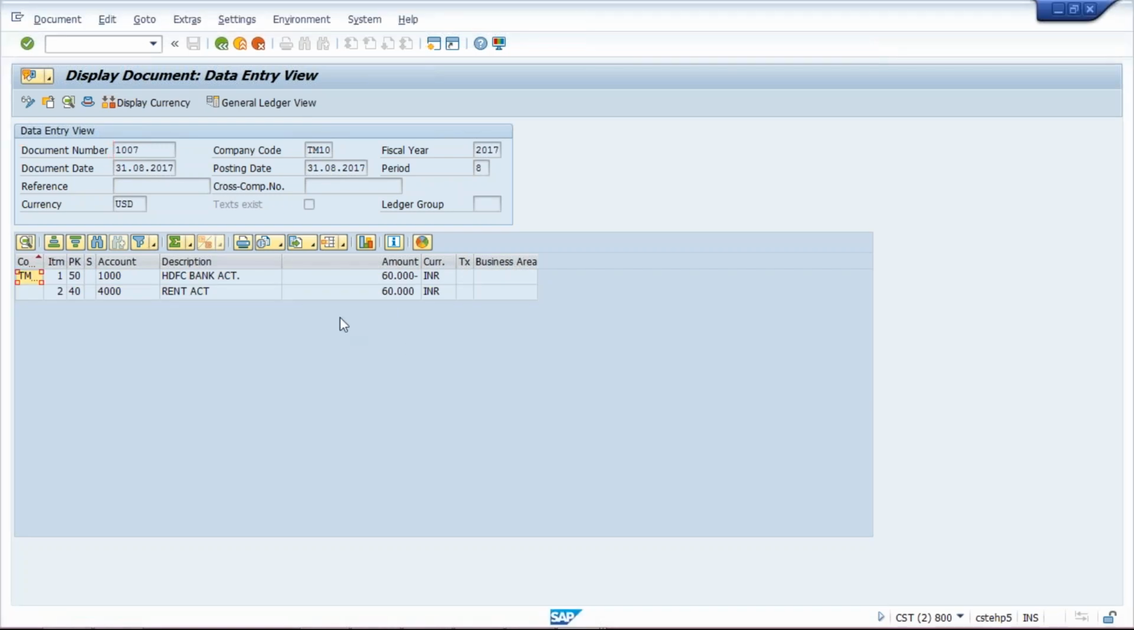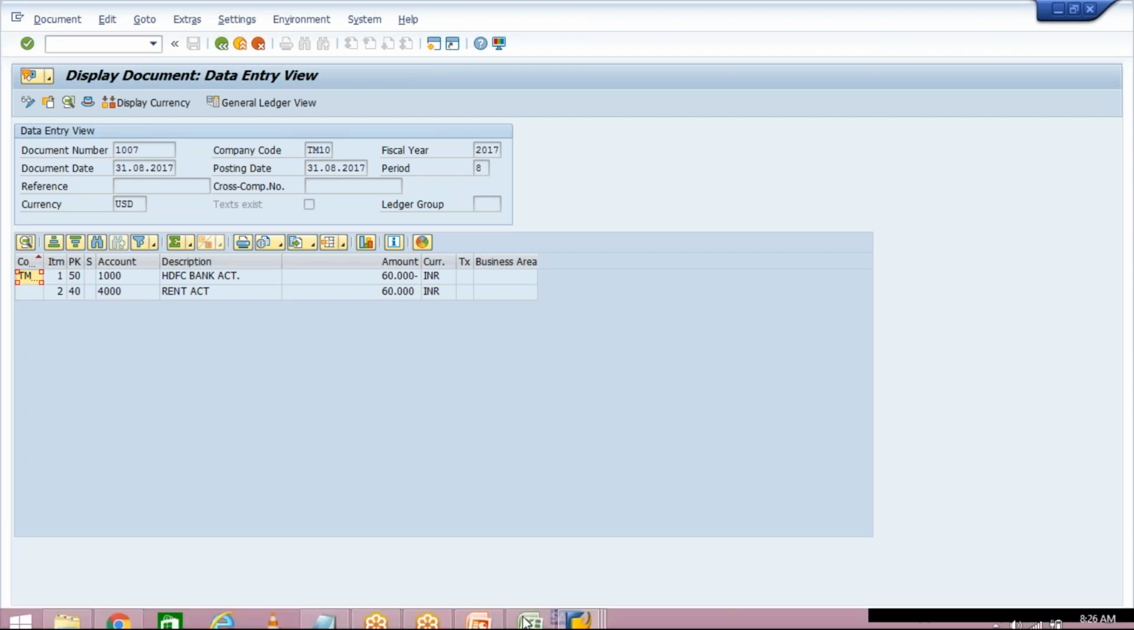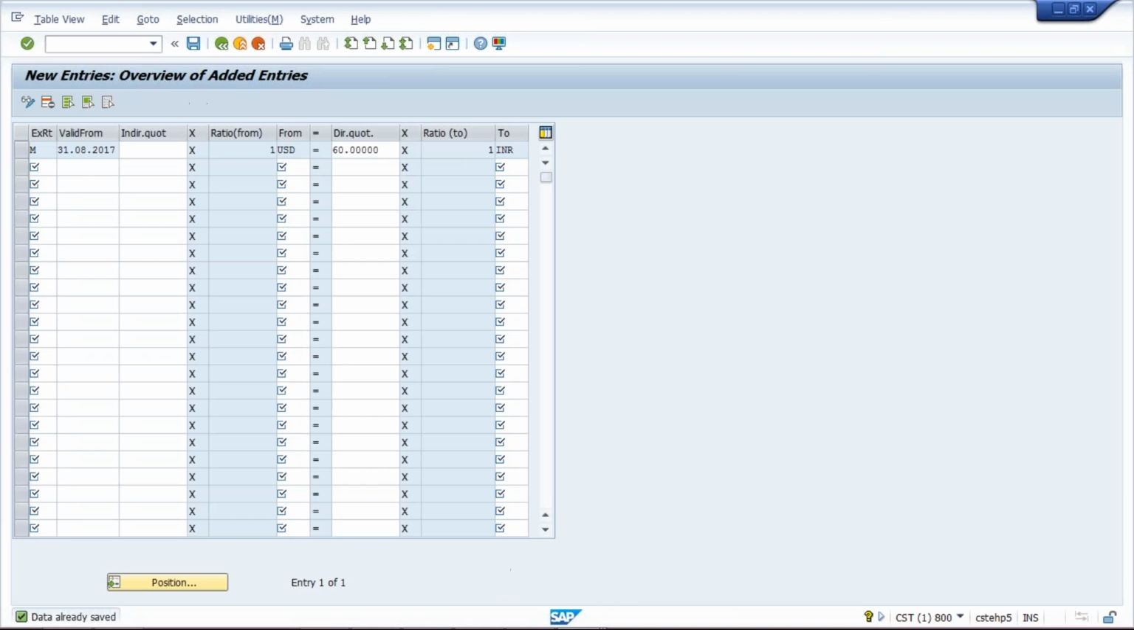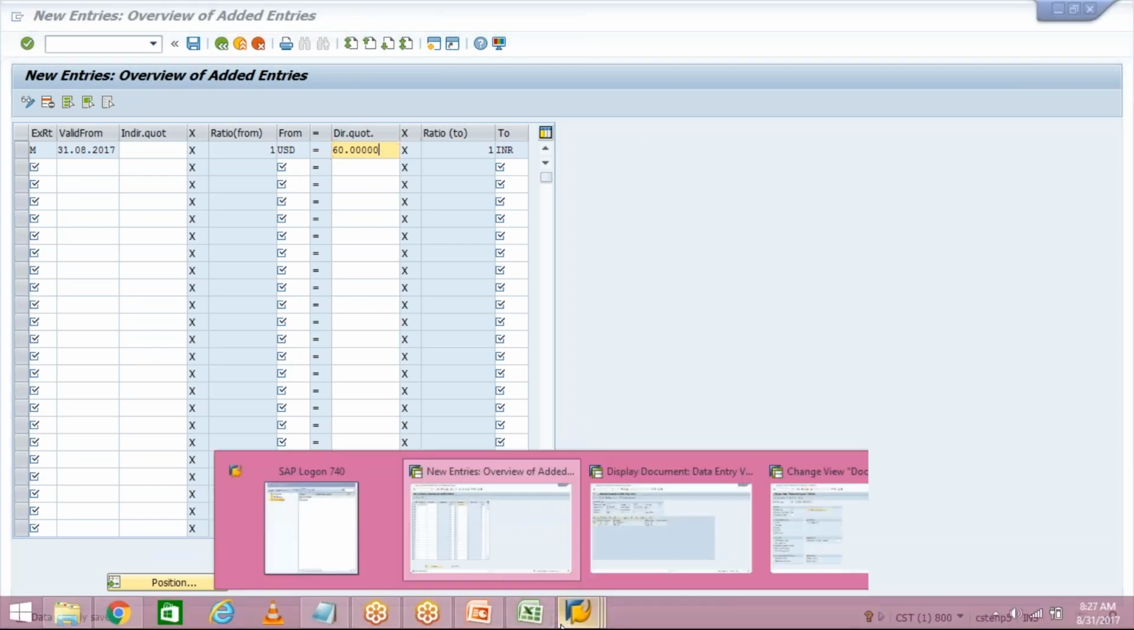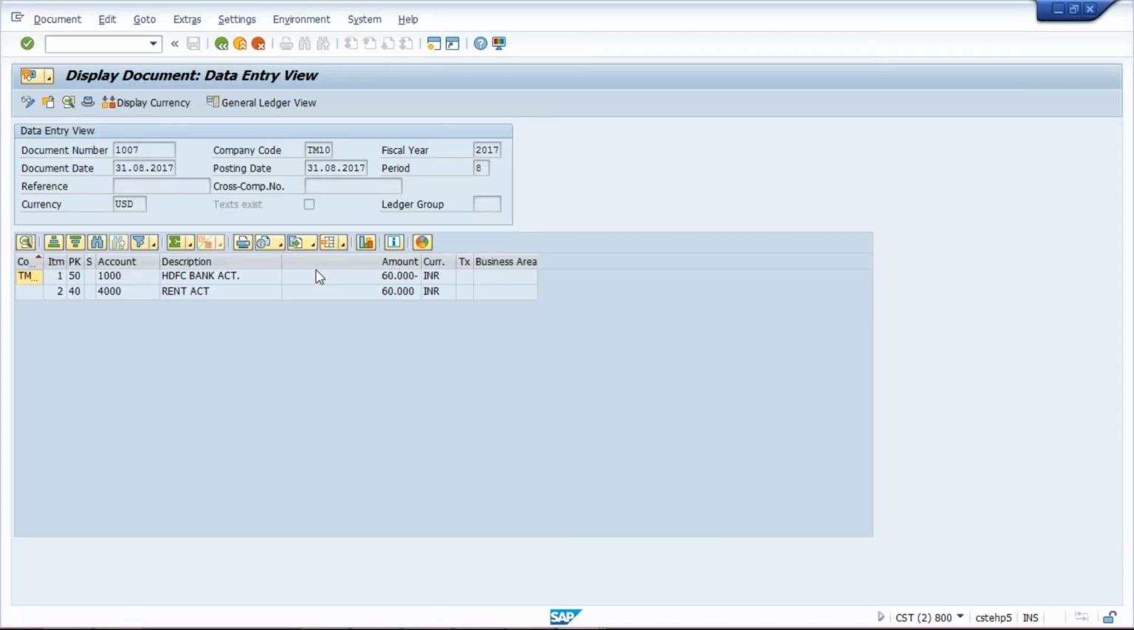Now it's appearing correctly. Earlier it was showing 50 rupees. The reason behind this is that I maintained 50 rupees earlier and I saved those transactions, and later on I maintained 60 rupees but I didn't save. I didn't save, it means system was going to count the 50 rupees itself. It was saved earlier. So just now I saved and posted another transaction, and here it's showing the correct amount.